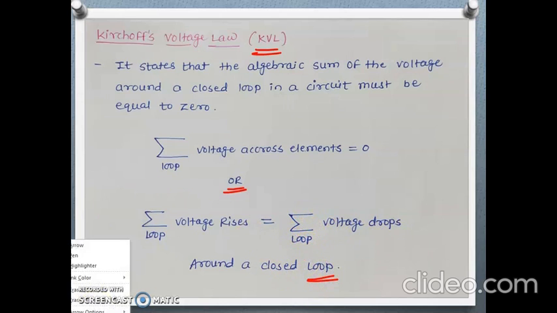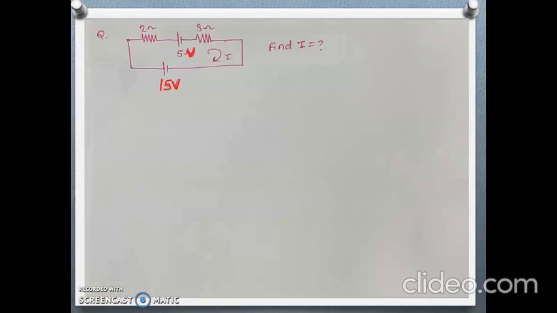Let's solve numericals based on this law. This is the same as KCL only, but in the case of KCL there will be the algebraic sum of currents meeting at a node equal to 0, and in this case it is the sum of voltages around a closed loop equal to 0.